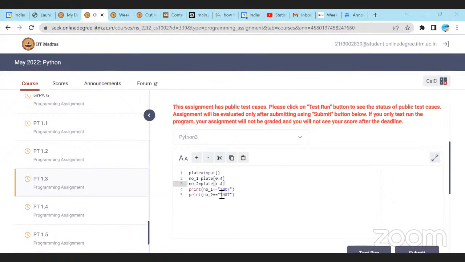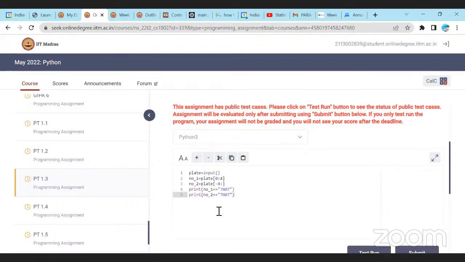Oh no, that's not the correct one. I should do it only once. Because you can simply do it with OR. It just asks you to print only once. So if either number 1 has TN07 or number 2 has TN07, then you should print true. You should not print true or false twice. Okay.